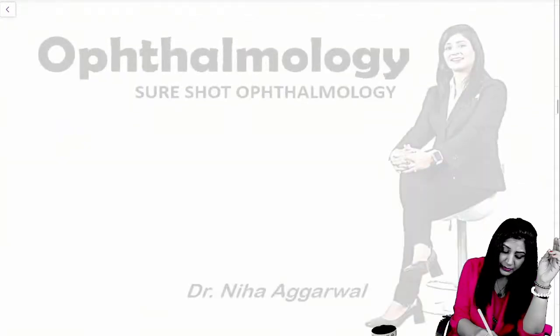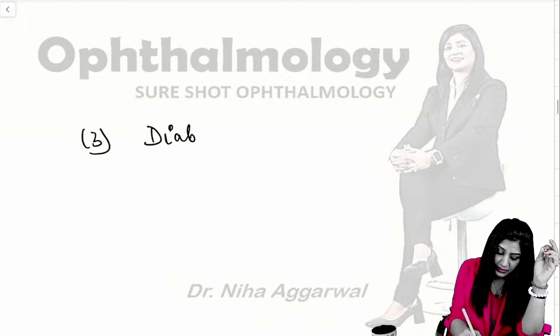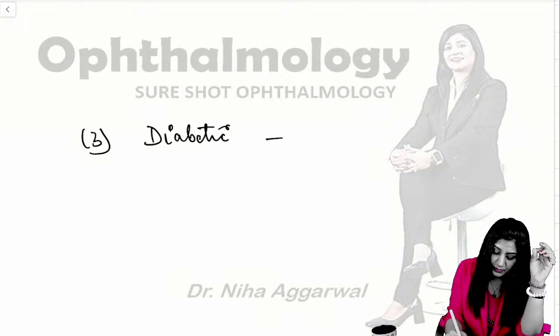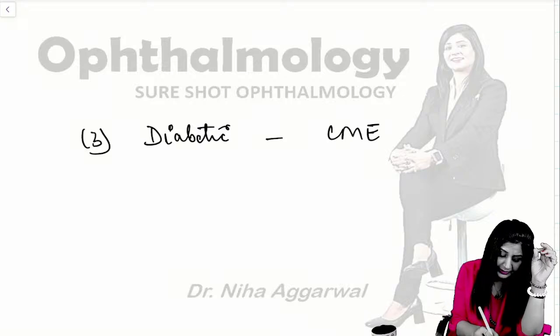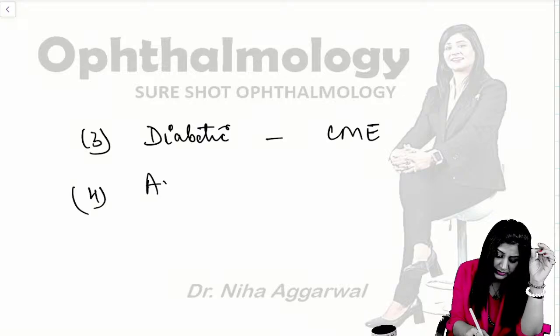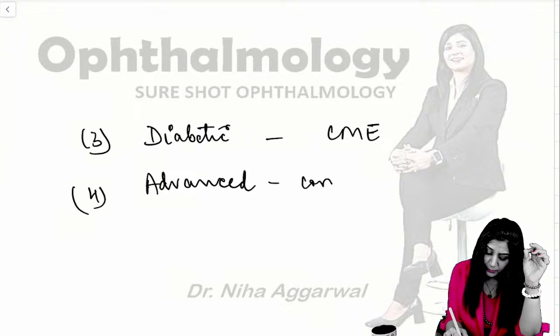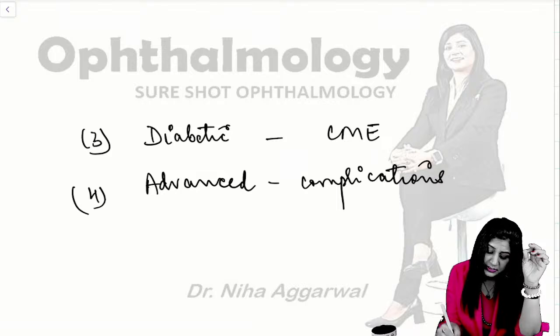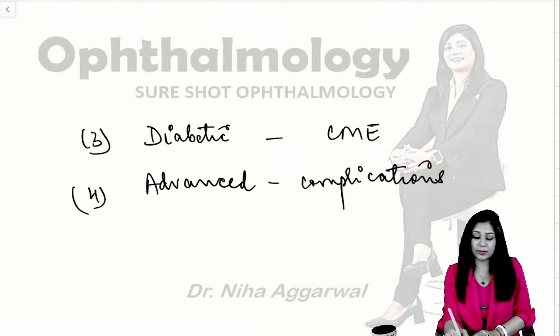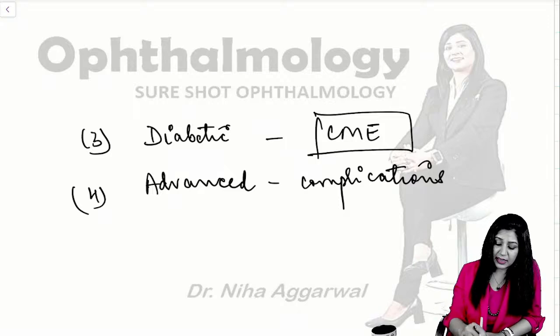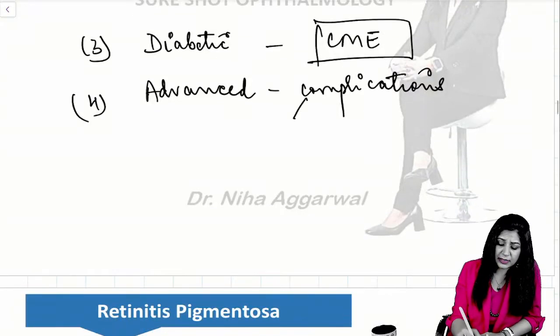Then number three, you can have the diabetic maculopathy, in which you can get the cystoid macular edema. And fourth, in the advanced stage you can have the complications. So these are the four stages of diabetic retinopathy. Cystoid macular edema can be there, and in advanced stage complications like neovascular glaucoma and TRD.